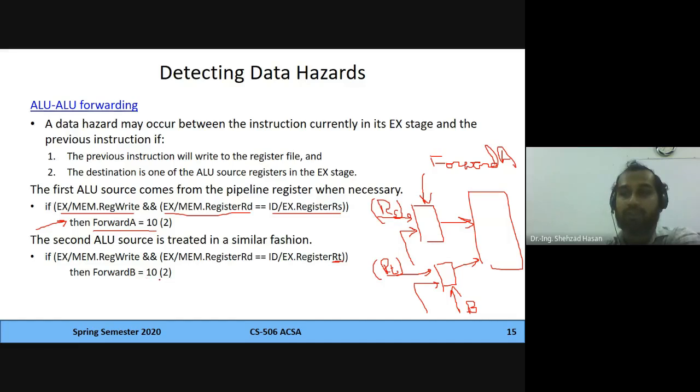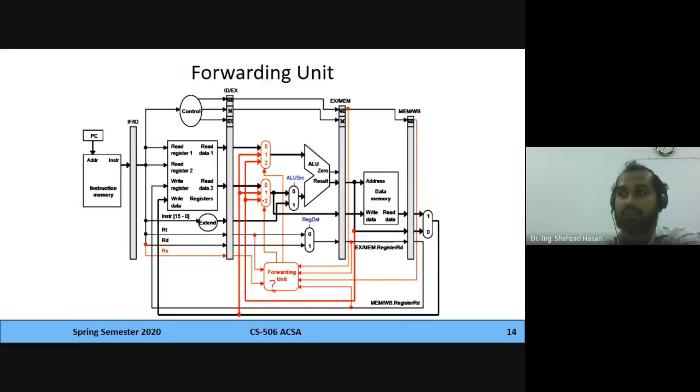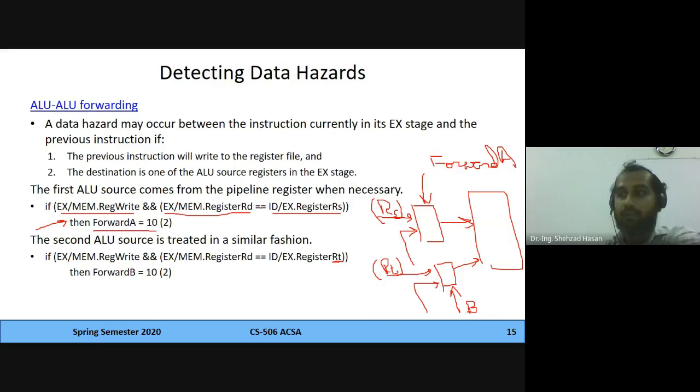Again, the 2 value is coming from that same diagram that we discussed. Again, in both these multiplexers, the 2 value is actually from the EX/MEM pipeline register back to the ALU. Okay. This was about ALU to ALU forwarding. Now, if we have to do EX/MEM to ALU forwarding.